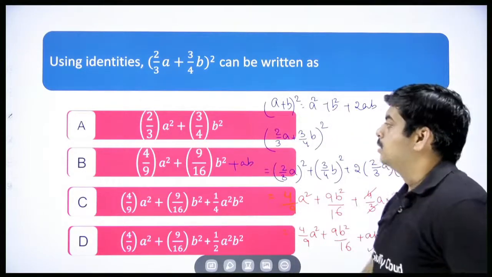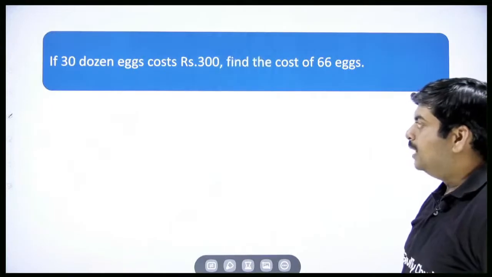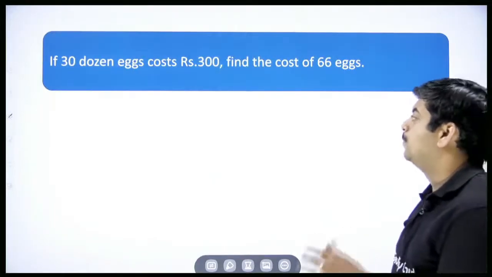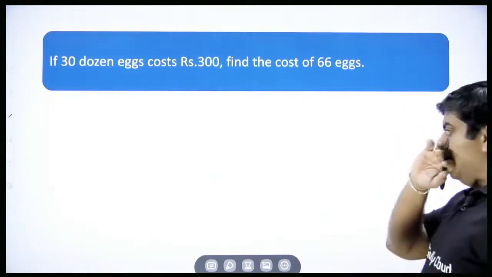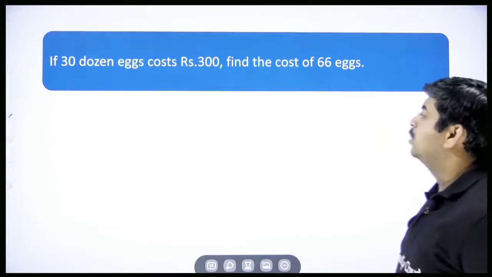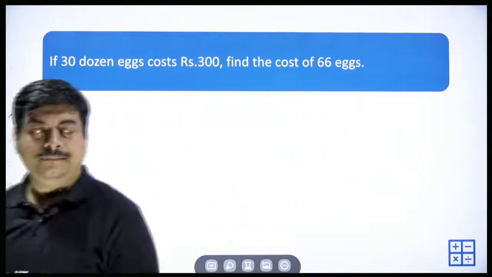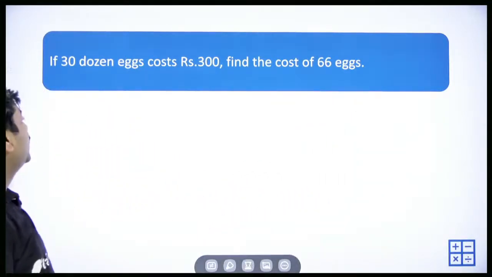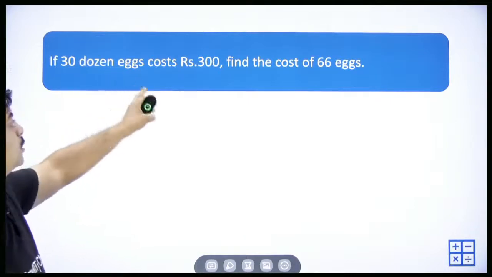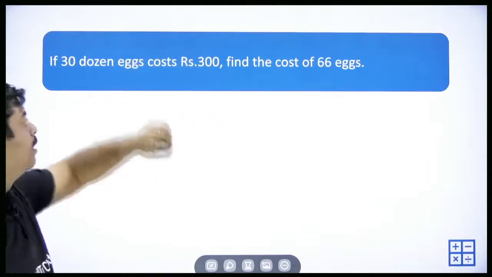Okay. So moving forward to the next question. If 30 dozen X costs rupees 300, find the cost of 66X. Right, once again, if 30 dozen X costs rupees 300, find the cost of 66X.